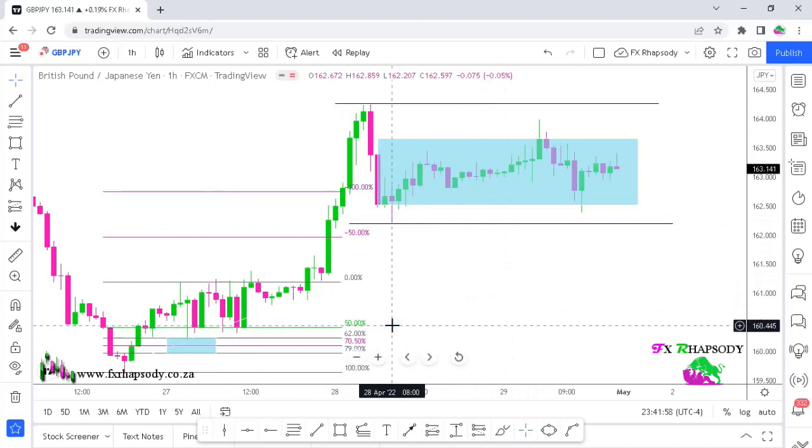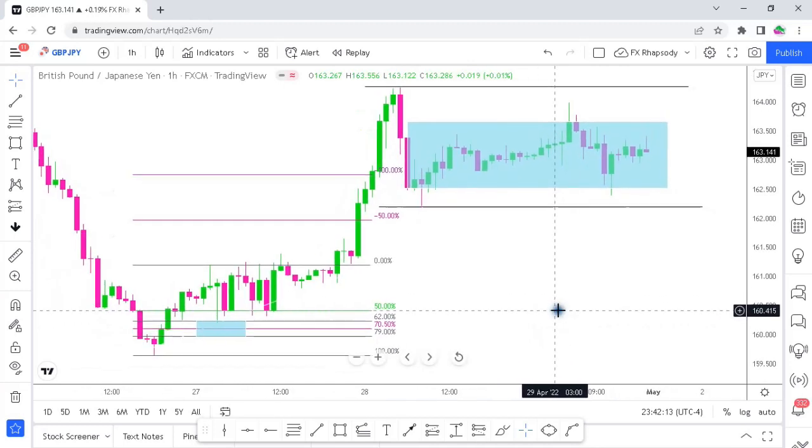Don't overtrade yourself. Don't just jump into any other trade. You know your analysis. Look at what you're doing. Map all your things out, and just be patient. That's all. So guys, that's all from my side for these two pairs.